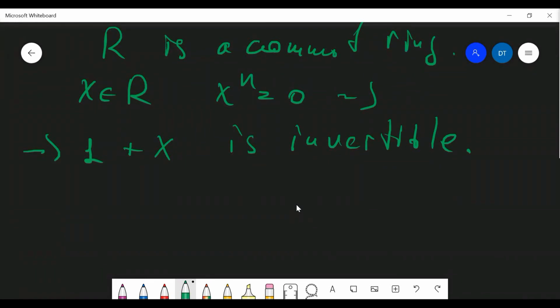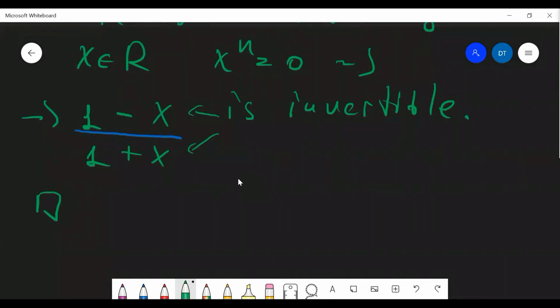Let's write 1 minus x, it will be easier to write formulas. It doesn't matter, both of them are invertible, but I just want to stick to this thing. So let me show you. Actually, here we can find the inverse element explicitly. I can tell you the answer, but let me tell you the intuition.